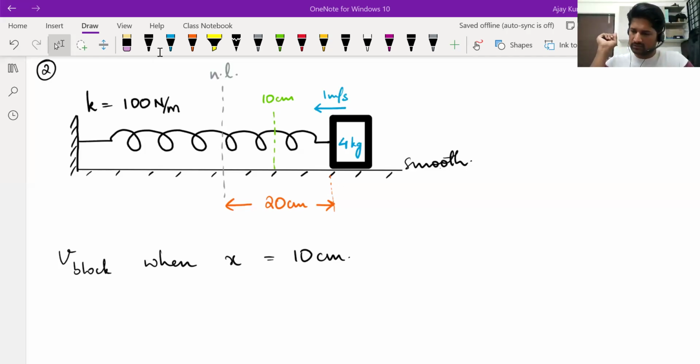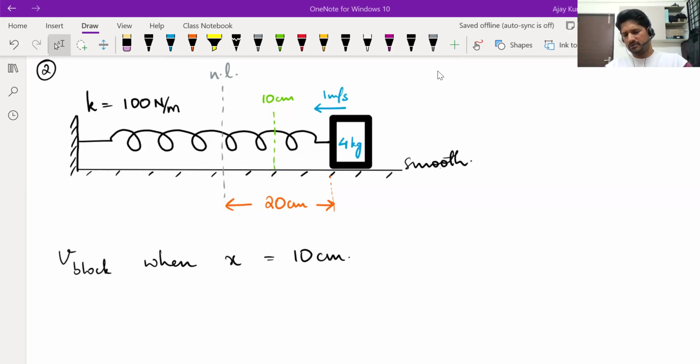I got one answer as under root 7 by 2. We'll see. Another answer 1.32. I don't give decimals and all. Like before simplification, what is the answer you got? Fine. Let us discuss.